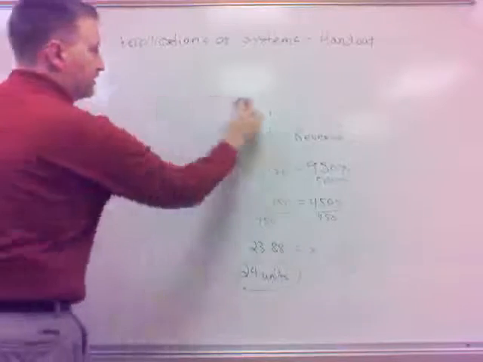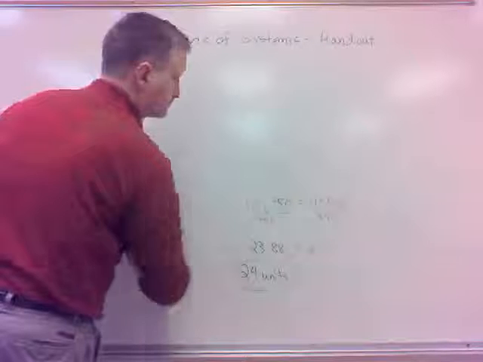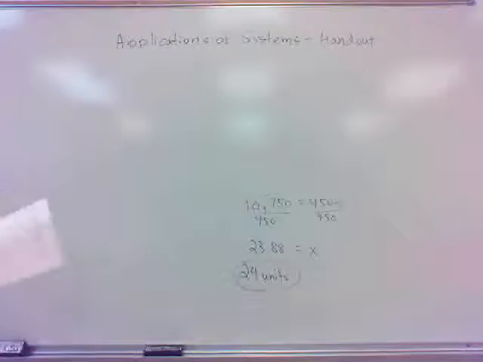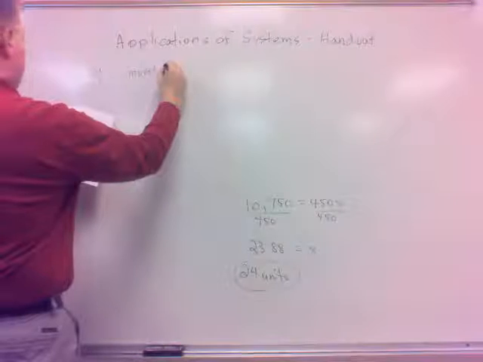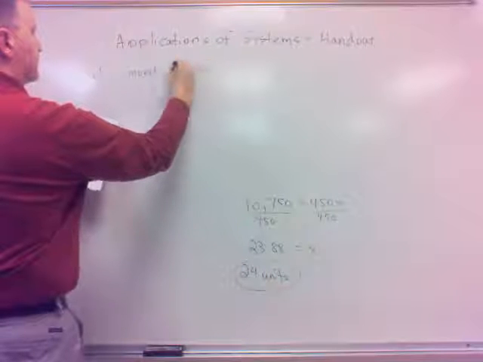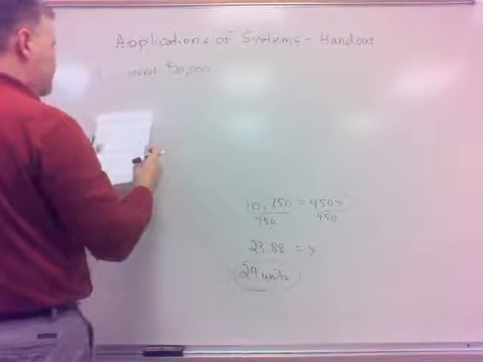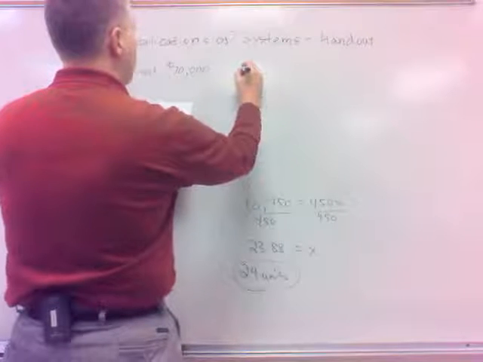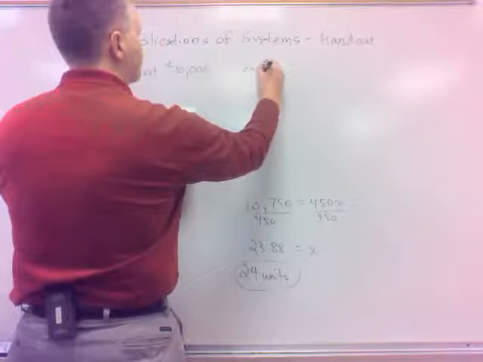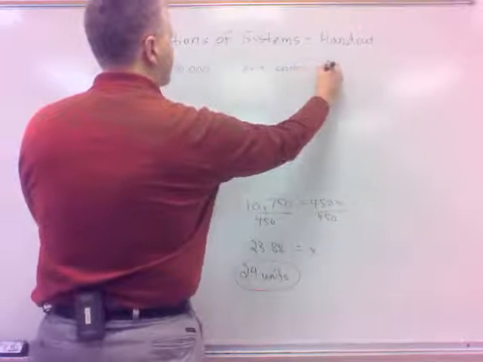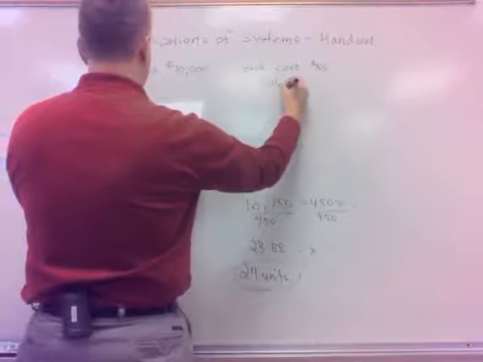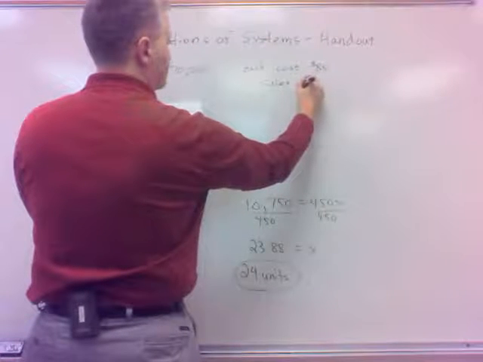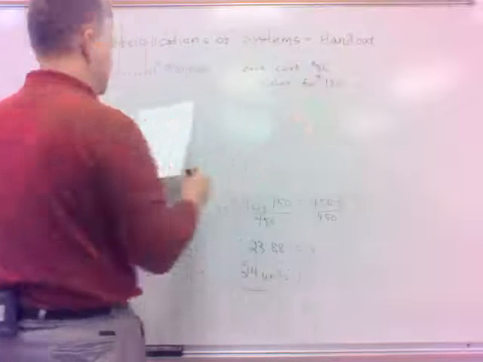Now, number 4 is a similar one. It's a little extra step. Company invests $70,000 to produce a new product. So we have an initial investment of $70,000. If each unit of the new product costs $85 to make, and each unit sells for $120, how many units must be sold to break even?